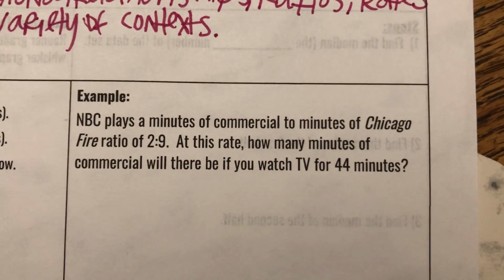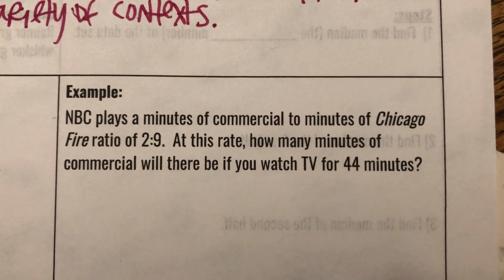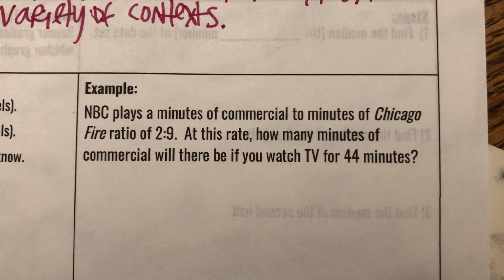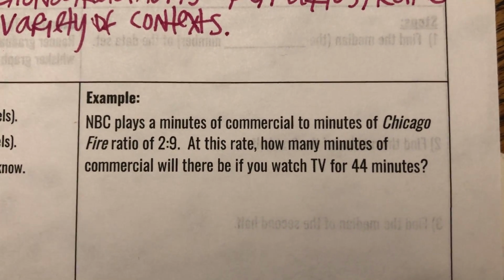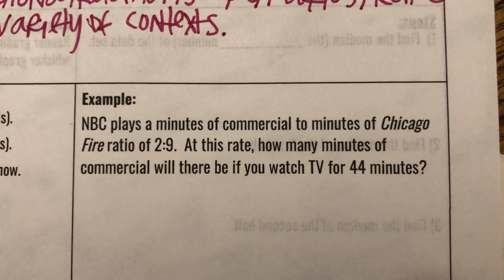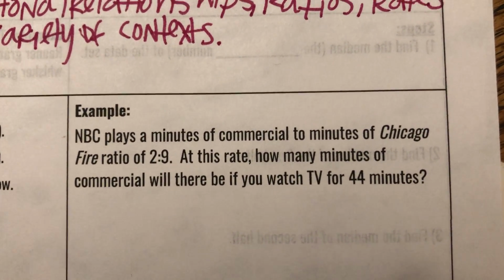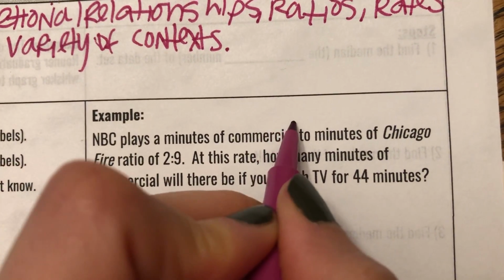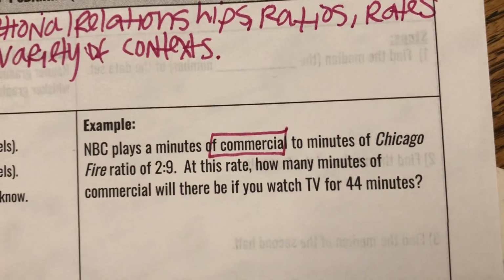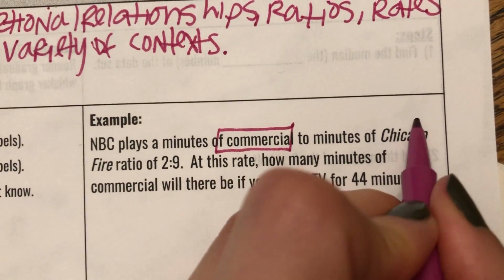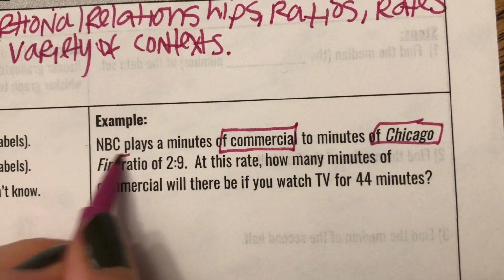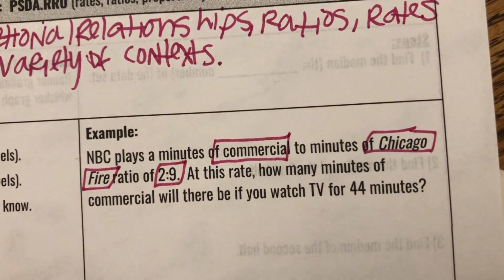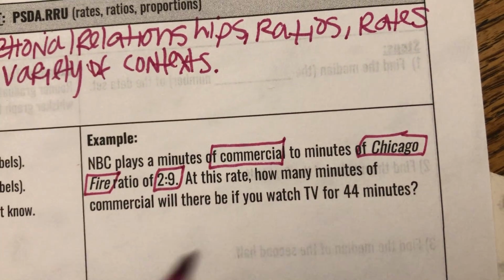So let's go back to this before we do anything else. Right now, we know this is a word problem, so let's annotate this word problem and highlight or underline or bold our keywords. So I've got NBC, that doesn't matter, minutes of commercial to minutes of Chicago Fire. Since I see that both are minutes, I'm actually not gonna box those, but I am going to box commercial and then Chicago Fire because that's my first ratio, right? Here's the ratio, commercial, Chicago Fire, 2:9.